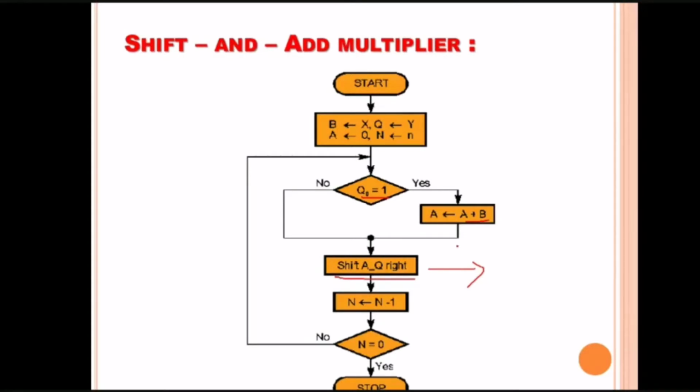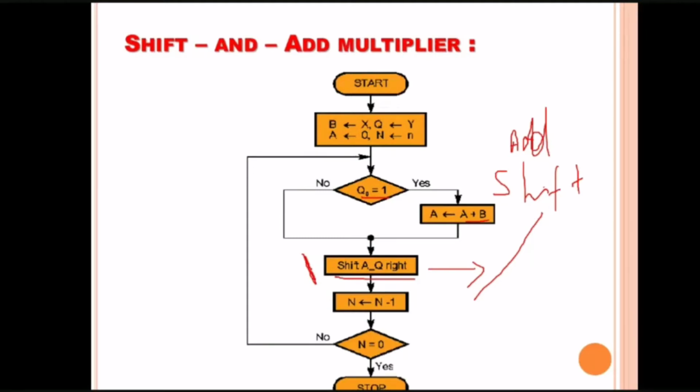What we are going to do is check the Q0 value. If it is 1, we need to do two operations: one is add and the other is shift. When Q0 is not 1, that is when Q0 is 0, then what operation do we need to do? We need to do only shift A and Q to the right.